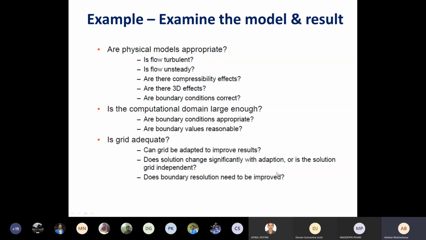How will we study that? We have to change the grid again and again and check whether the results are changing with the grid or not. So these are known as grid independent study. So all this will be clear later on. Can we improve the boundary resolution? Again related to the grid independent study. So these are some important aspects which we have to think and pause about.